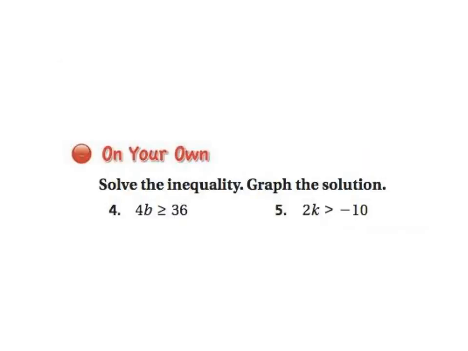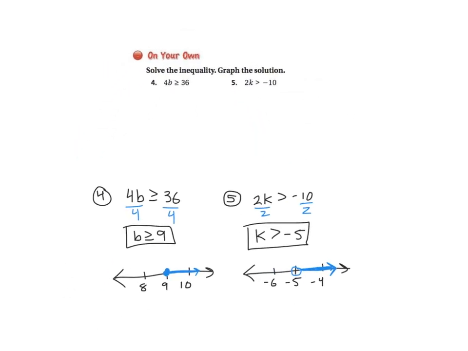Okay, pause the video again and give these two a try. All right, and go ahead and check your answers below. For number 4, we'll divide both sides by 4, leaving us with b is greater than or equal to 9. So closed circle and graph to the right for bigger numbers. For number 5, divide both sides by 2. We're left with k is greater than negative 5. Open circle because we don't see or equal to. And since it's greater than, we graph to the right for the larger numbers.